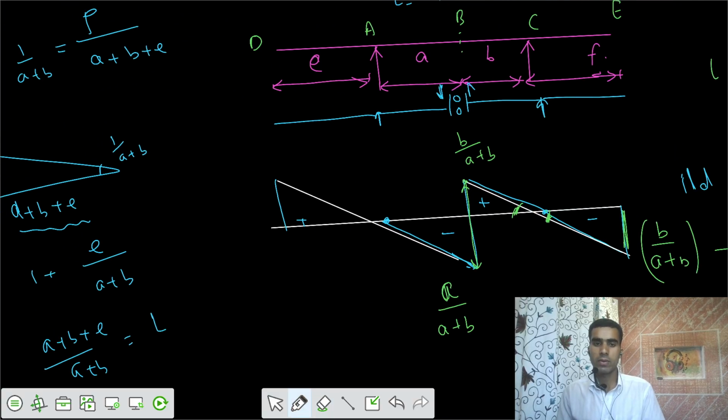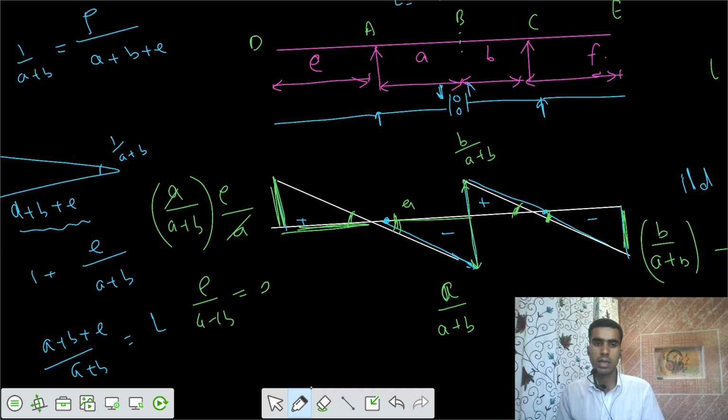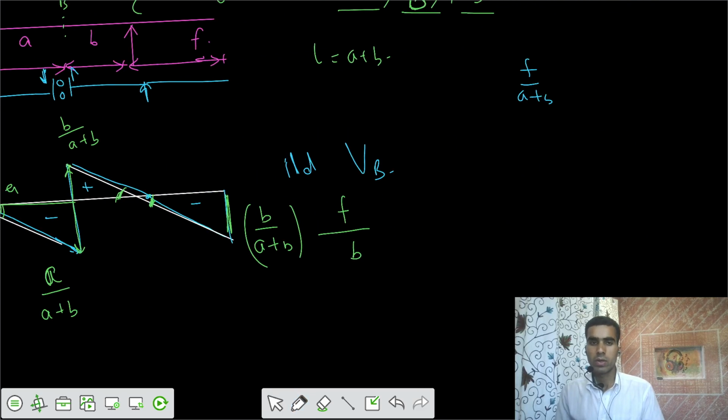And from the other side, we need to get this ordinate. Because theta is same from the two sides, I would say A by A plus B. It was for the length of A, but I need for the length of E. So this is E by A plus B, that's E by L. So we got the shear force now.